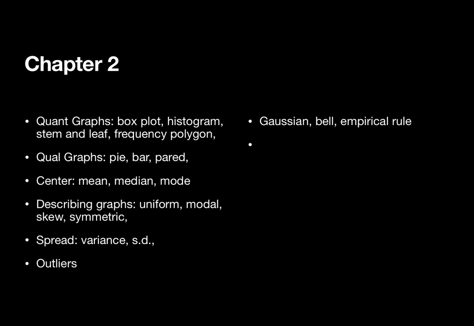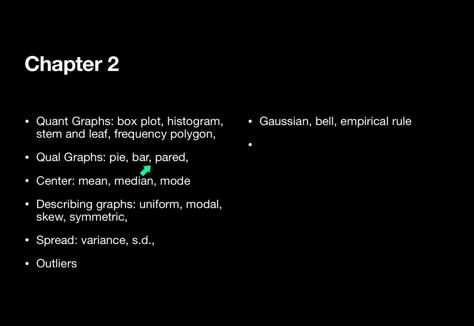Chapter 2. Hit on these here quick. Quantitative graphs: box plot, histogram, stem plot, frequency polygon. There's others. Those are some of the ones that we talked about. Frequency polygon, this is where if you have something that's like time series data, so across the x-axis is time, and then the y-axis things is happening, and it's going up or down like this, and then you connect the dots, and it looks like a jaggedy ridge. That'd be a frequency polygon.